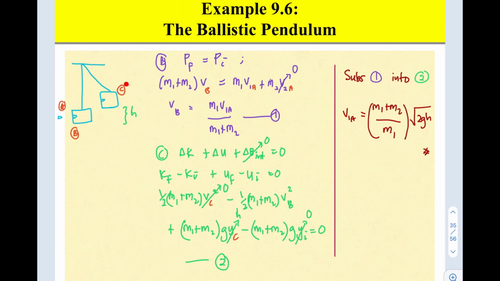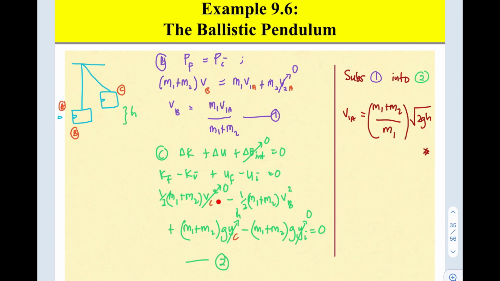Now, let's analyze situation C. From the moment it moves and swings up and finally stops when it reaches maximum height, we may use conservation of energy for an isolated system, whereby delta E internal does not exist. So this one is 0, that is, no friction. What we have is delta K plus delta U equals 0. Delta K is K final minus K initial, and delta U is U final minus U initial.